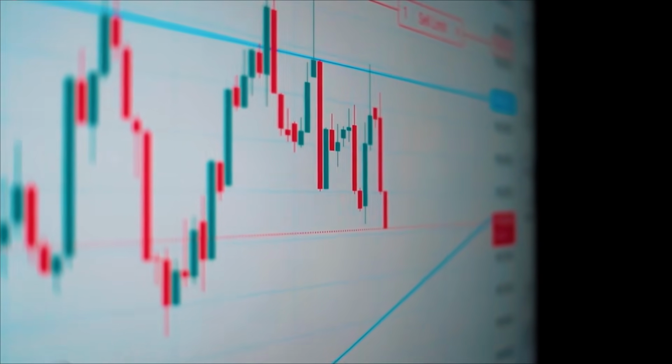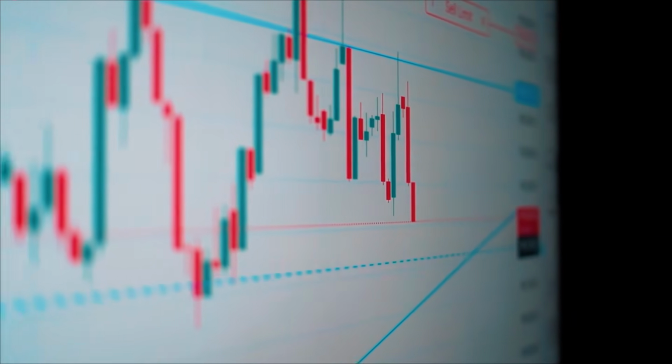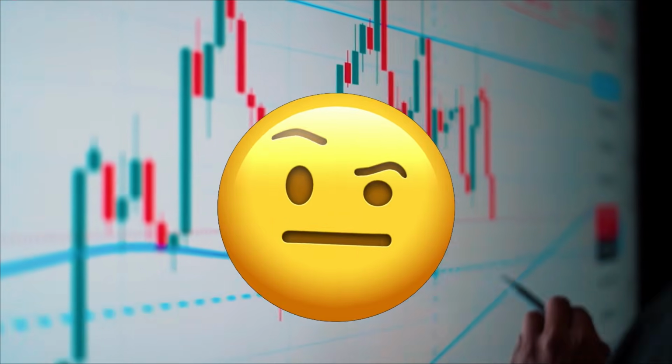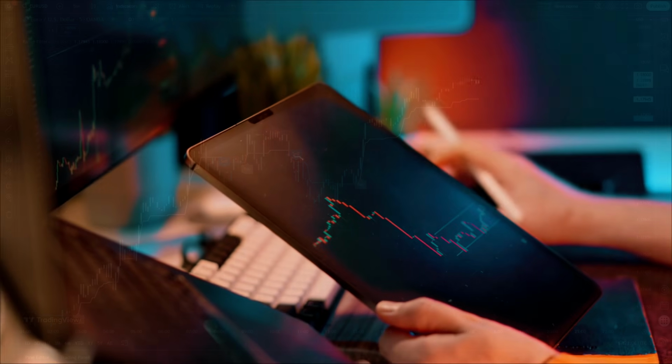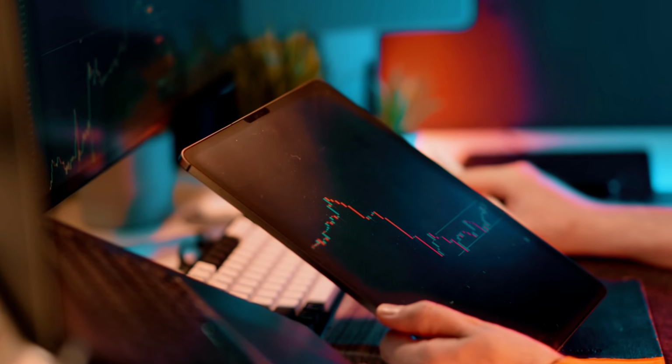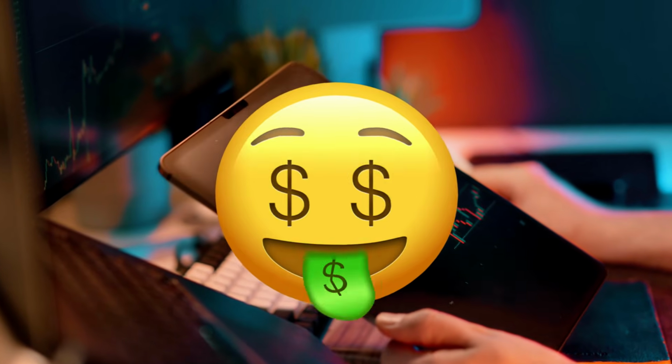Did you know there's an indicator on TradingView that can completely transform the way you make your entries? In today's video, I'll show you a simple yet powerful strategy that combines this buy and sell indicator with another tool to create an extremely profitable trading system. And the best part, it's hassle-free.